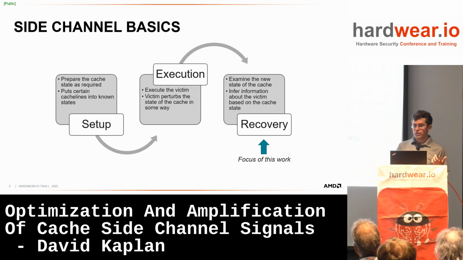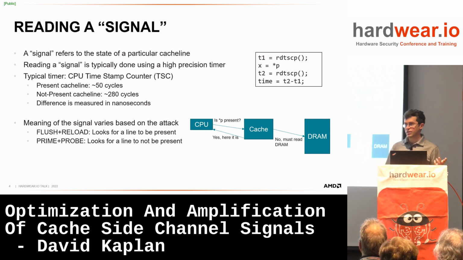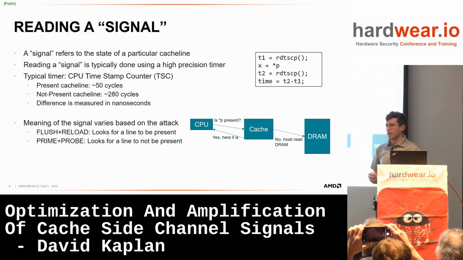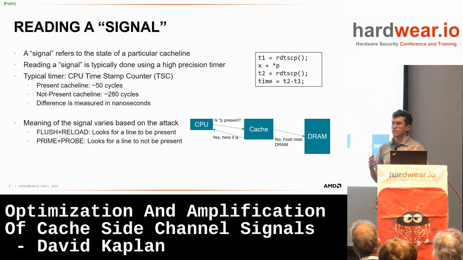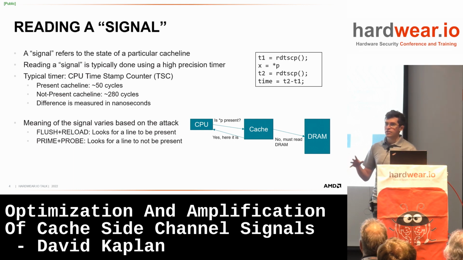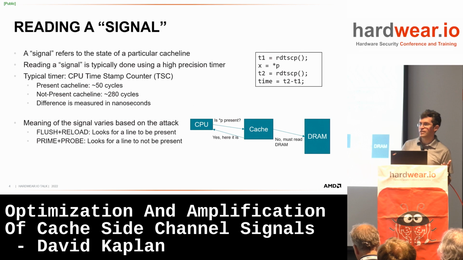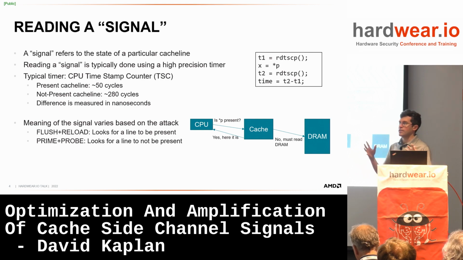When it comes to the recovery phase, I call this reading the signal, because you've got a cache line that may be present or not present, and you want to figure out what the state is. Typically, this is pretty straightforward. You use a high-precision timer, which on x86 we like the CPU timestamp counter, and we just time how long it takes to access the line. If the line's in the cache, the CPU gets the data quickly. If the line's not in the cache, it takes a while going out to DRAM. What that means for the state of the cache line depends on your specific attack. If you're doing a flush and reload attack, you're looking to see if a line is present. If you're doing a prime and probe, you're looking to see if a line is not present. Then you interpret that in the context of your overall attack.